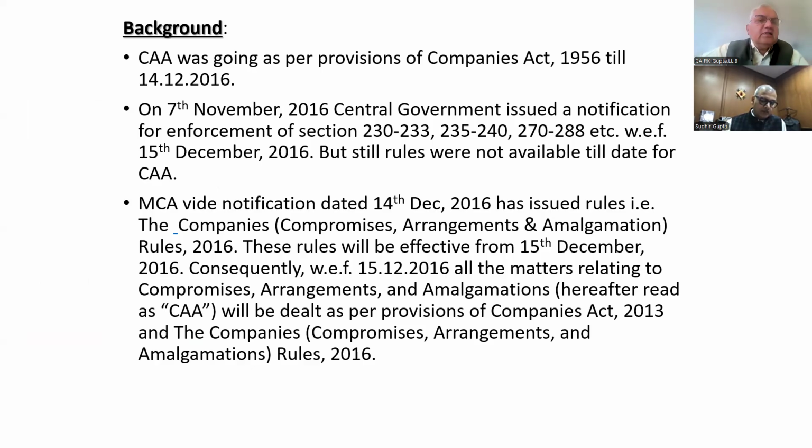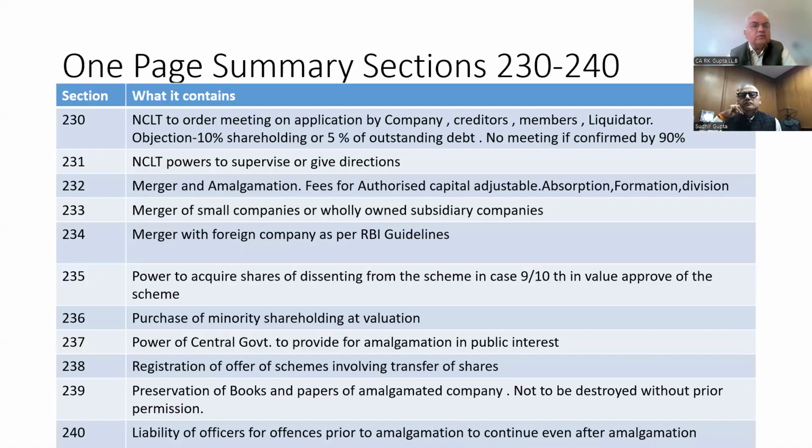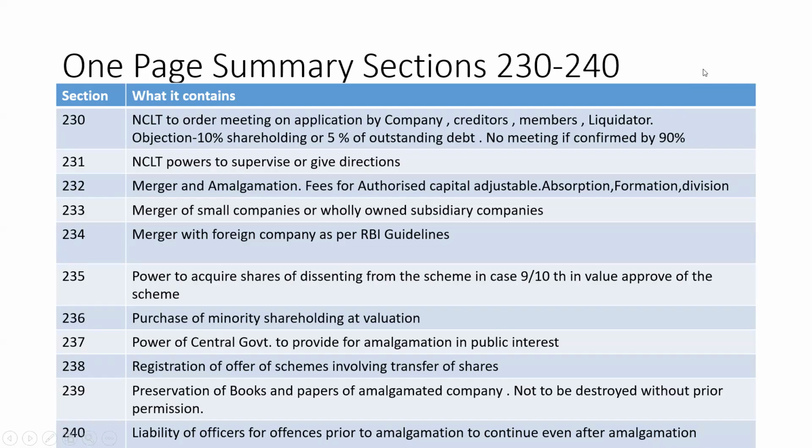Compromise arrangement and amalgamation was going on as per the provisions of the Companies Act 1956 till 14th of December 2016. Then on 7th November, the central government issued a notification for enforcement of sections 230 to 233. Because it came sometime after the IBC, that is why it is important. You can go through this one-page summary on section 230 to section 240. For the benefit of students, I have prepared this one-page summary.